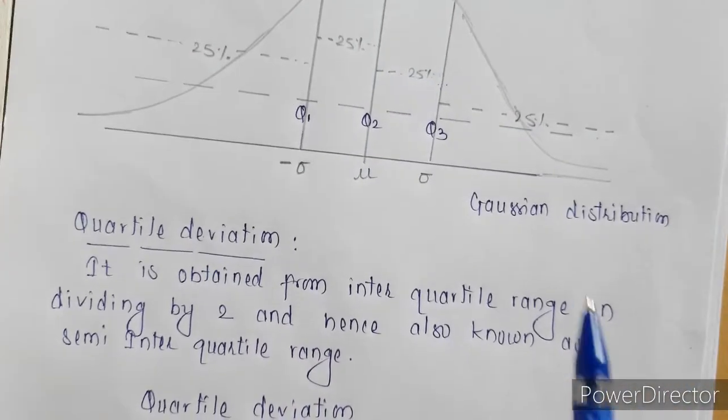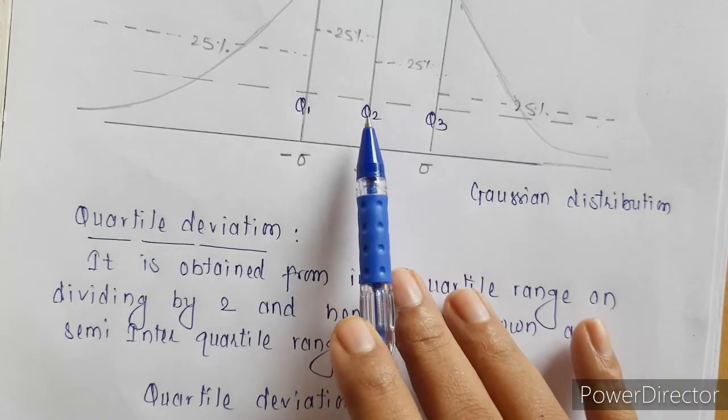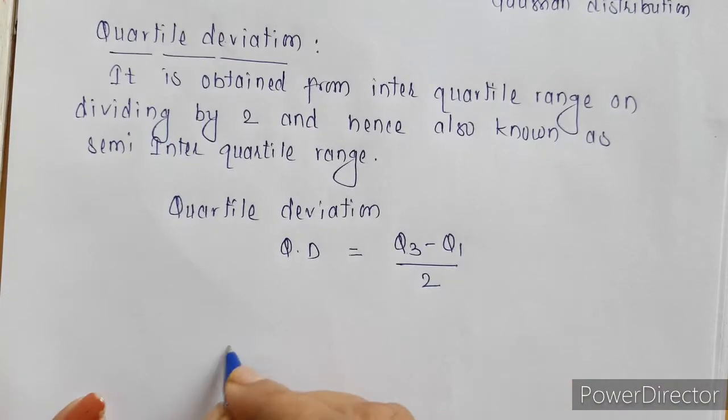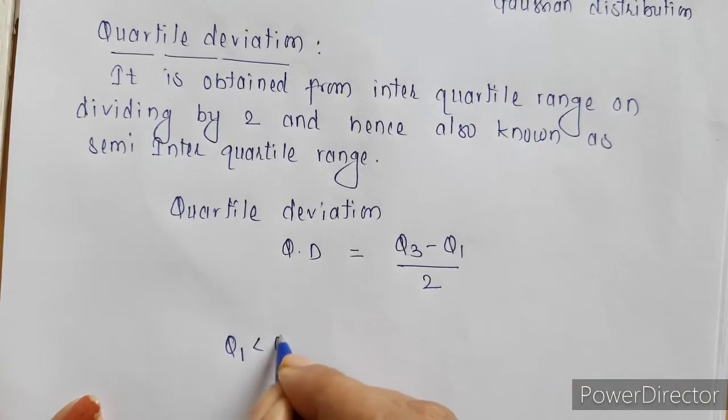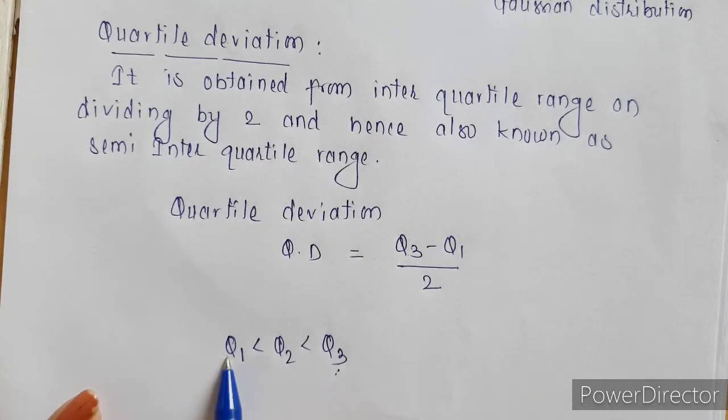Now as we can see here, our Q3 will always be greater than Q2 and Q2 will be greater than Q1. So always Q1 will be less than Q2 and less than Q3. So this is your upper quartile and lower quartile. Before starting with an example, let's look at what quartiles are.